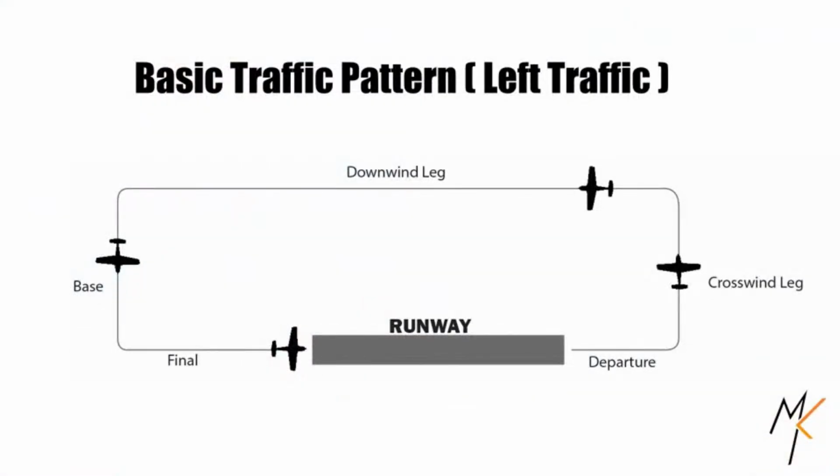Assuming this airplane is going to stay in this traffic pattern, when it departs the runway, it has now entered the departure leg of the traffic pattern. From there, the airplane makes a turn into what's called a crosswind leg, followed by the downwind leg. Now the aircraft is going to be parallel to the runway. The final two turns of the traffic pattern are known as a base and a final.